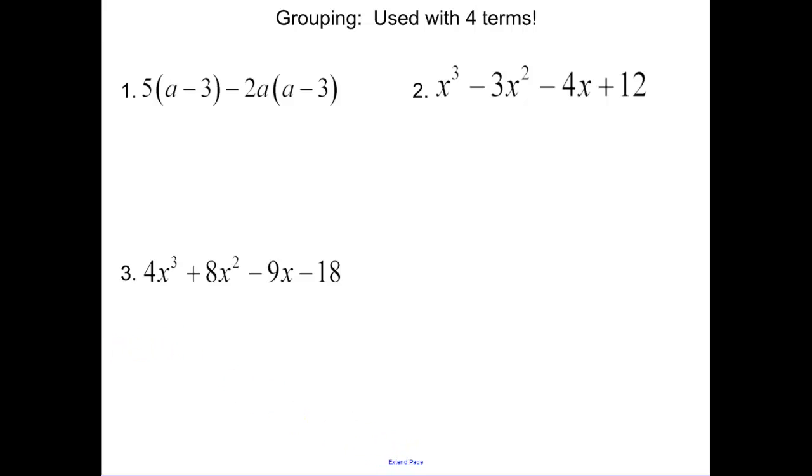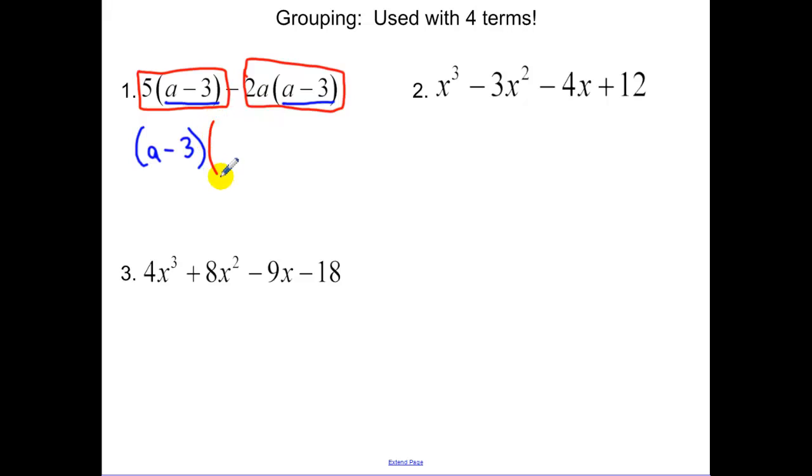Okay, grouping. Think of this as one term, and this is one term. Grouping is a fancy way of doing greatest common factor. What's common in both those terms? Both those terms have an a minus 3, so that can get pulled out in front. Now what's left over? If I factor out the a minus 3, we're going to have a 5 minus 2a, because the a minus 3 got factored out. So that's the simple grouping.